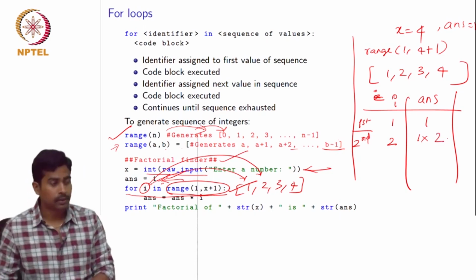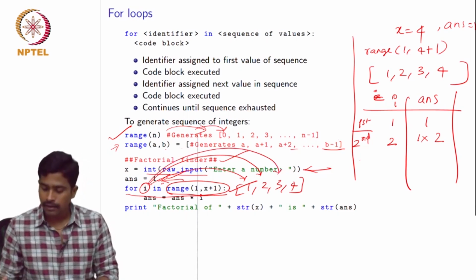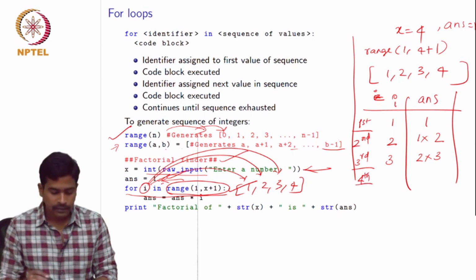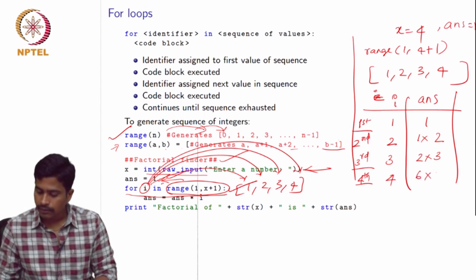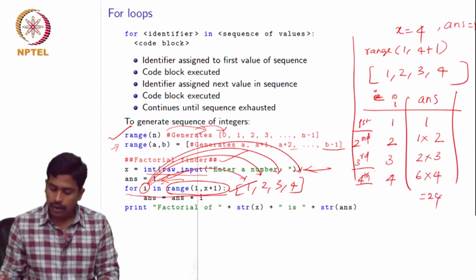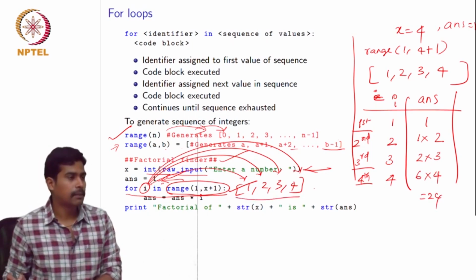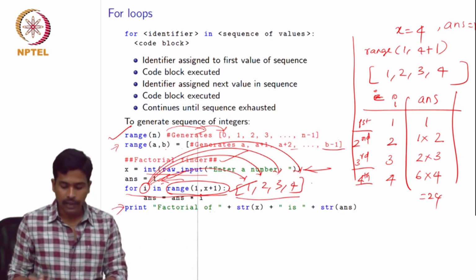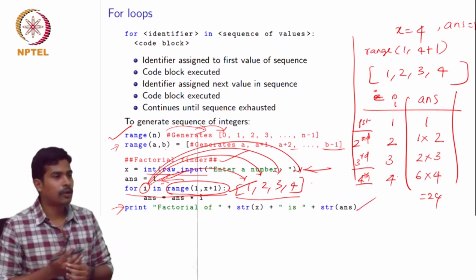So it is 1 into 2 and again the control goes here and this time i is assigned the value 3. On the third iteration i is 3 and the result is 2 into 3, and on the fourth and final iteration the value of i is assigned 4 and 6 into 4 is 24. After the fourth iteration there are no more numbers in this series of numbers. So the loop exits at this point and then it prints the statement factorial of the given number is so and so, okay. So this is the difference between a while loop and a for loop.